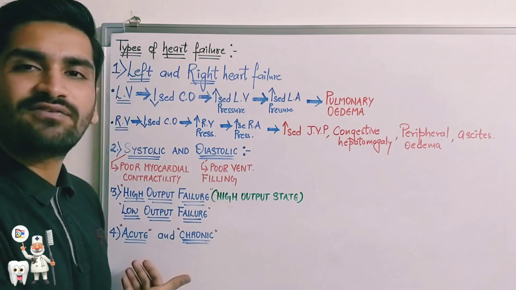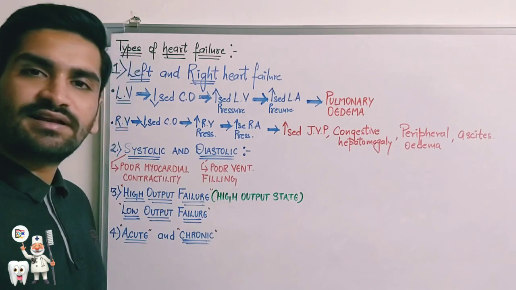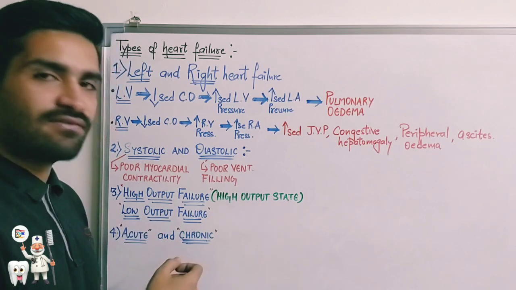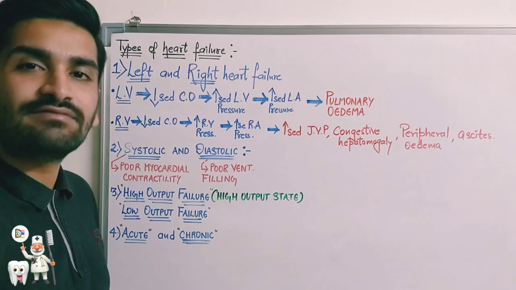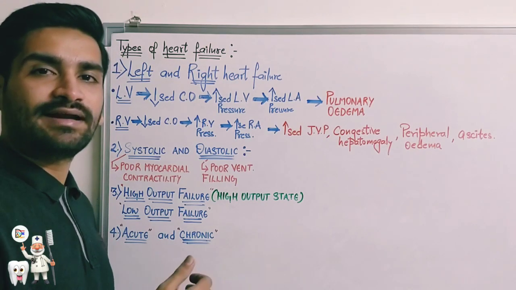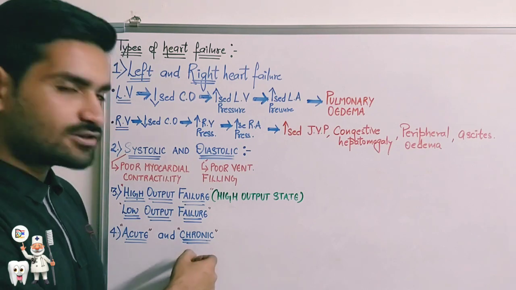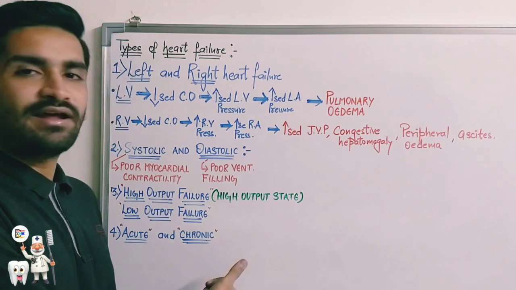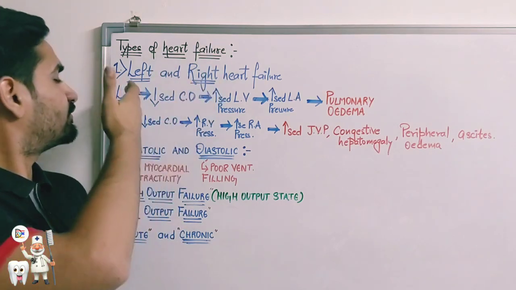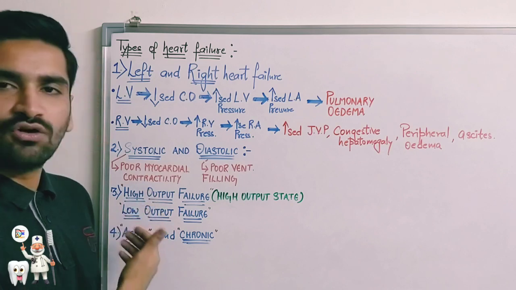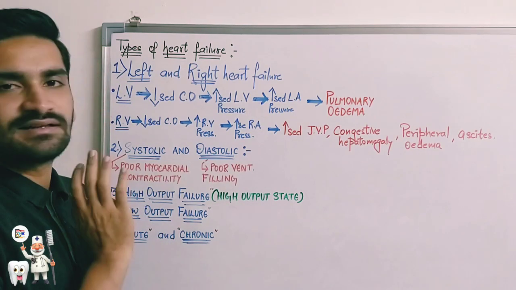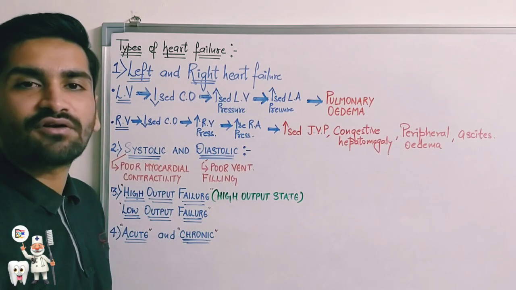So in acute heart failure, it is due to any condition like myocardial infarction that is occurring very acutely, or any valvular heart disease, any disease of the valves of the heart, which is chronic in condition, which is occurring slowly, it is not attacking directly in a short span of time. So this is acute and chronic heart failure. These were the types of heart failure: left and right, systolic, diastolic, high and low output, and acute and chronic heart failure. Now next we'll discuss the investigations and treatment of heart failure.